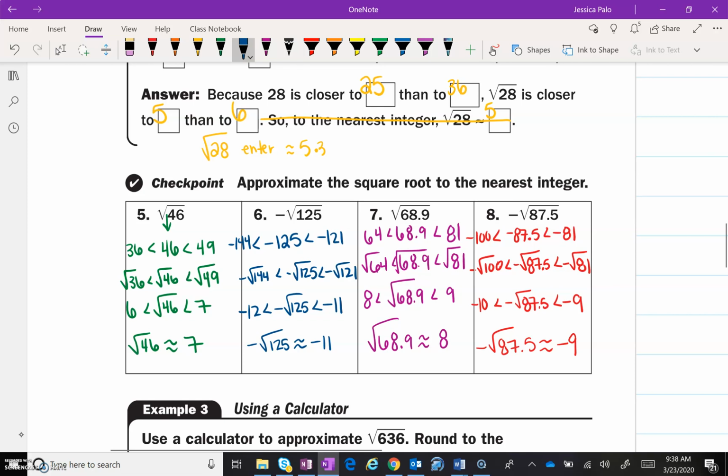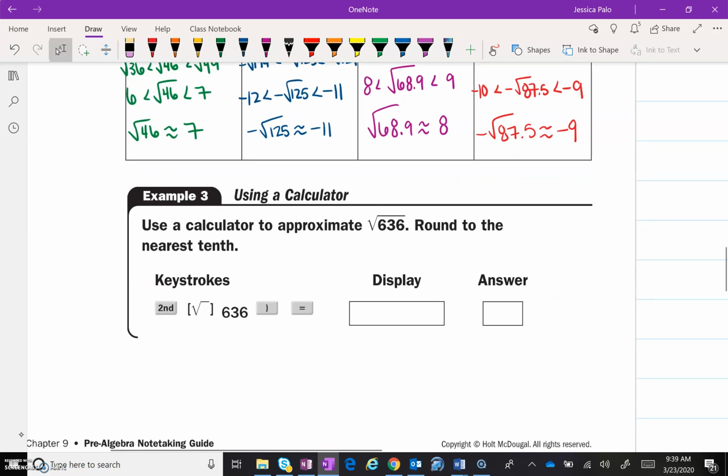And number 8 is another negative root. The negative root of 87.5. So what is the nearest negative root of 87.5? Well, the nearest is the negative square root of 81. That is closest to the negative square root of 87.5. So the negative square root of 87.5 would be approximately negative 9.